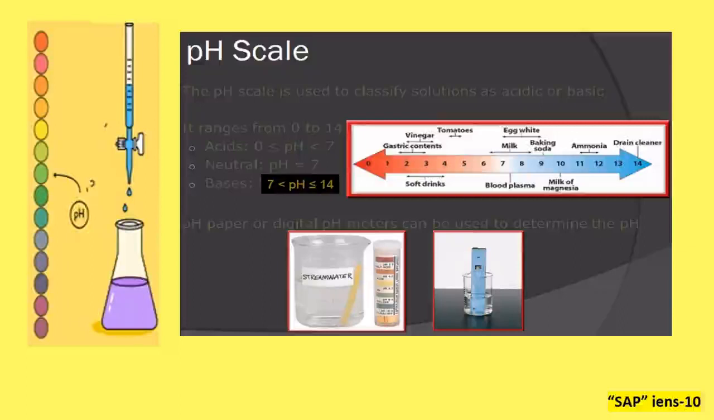pH scale. The pH scale is used to classify solutions as acidic or basic. It ranges from 0 to 14. Acids have a pH from 0 to 6.9. Neutral pH is 7, that is distilled water. And bases have a pH of 7.1 to 14. pH paper or digital pH meters can be used to determine the pH.